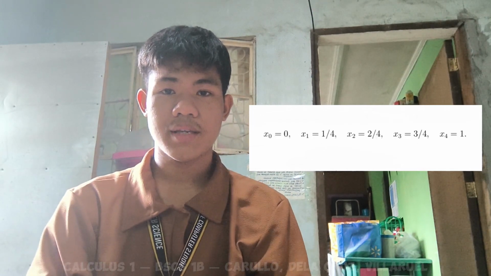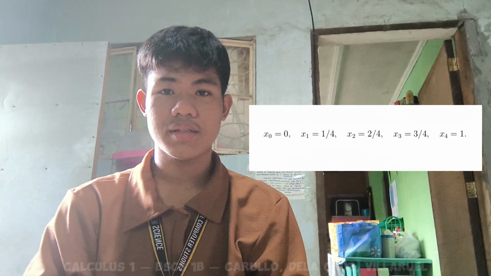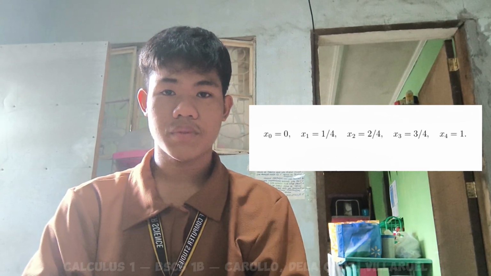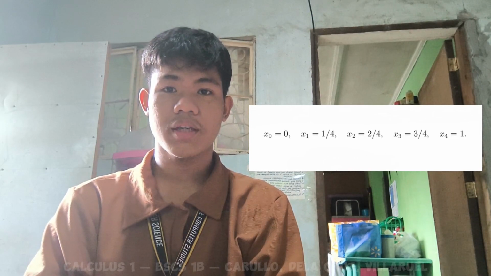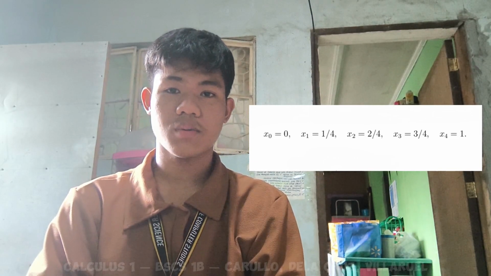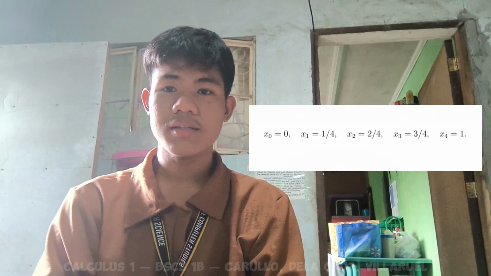So it means 0 to 1/4, 1/4 to 1/2, 1/2 to 3/4, and 3/4 to 1. With each length 1/4, we can label the endpoints of these sub-intervals as x0 equals 0, x1 equals 1/4, x2 equals 2/4, x3 equals 3/4, and x4 equals 1.